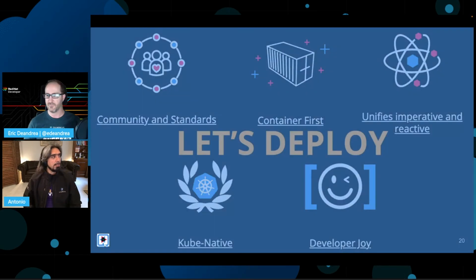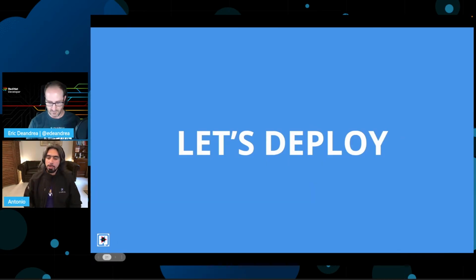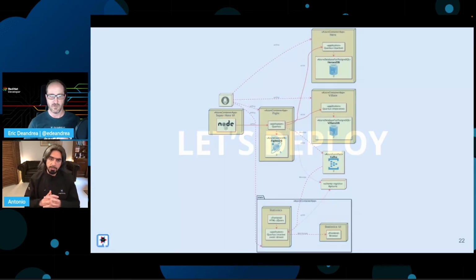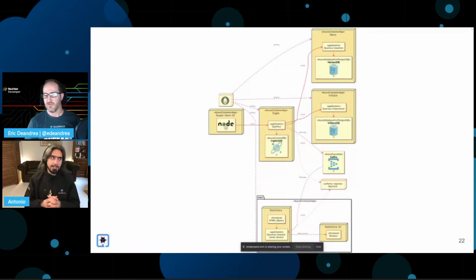Okay, so what about deploying this entire architecture? We mentioned those microservices, and Eric talked about the containerization, and that's also the beauty of Quarkus. It's really out of the box. You can easily create a Docker image when you create a Quarkus Bootstrap.